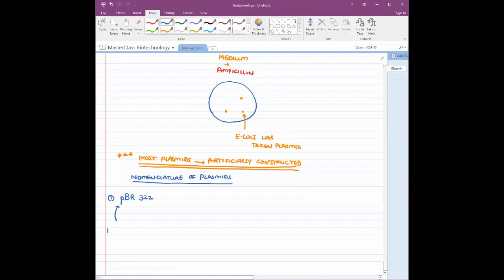This P stands for plasmid, plasmid of. B stands for Bolivar, and R stands for Rodriguez. So, plasmid of Bolivar and Rodriguez. And what is this number 322? 322 is the number of the plasmid they were working upon. This is how it is done, based on the names of the discoverers.